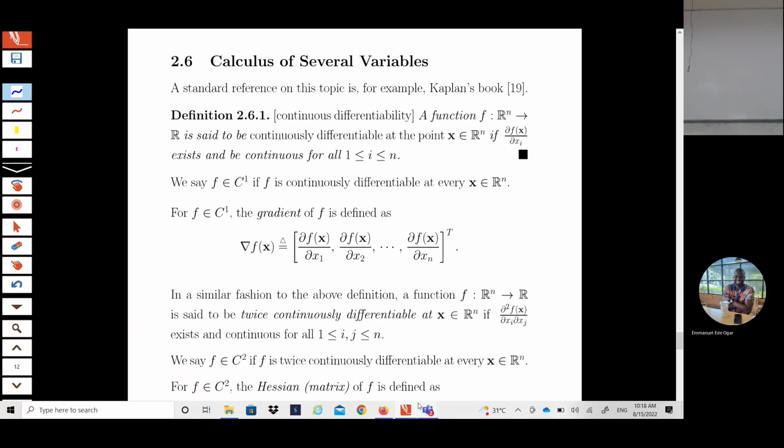So what happens when the function f is continuously differentiable? You can see that the gradient of f with respect to x exists. And you already know what a gradient vector is, right? From calculus 3. Yes or no?